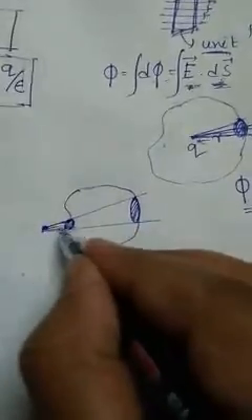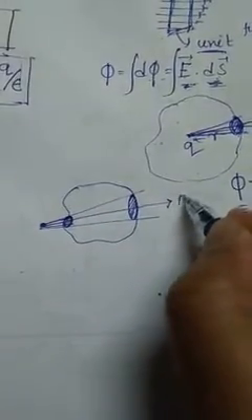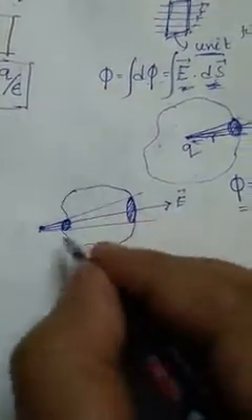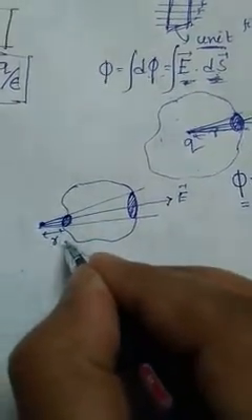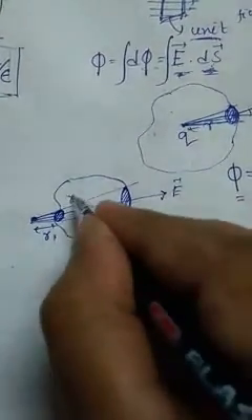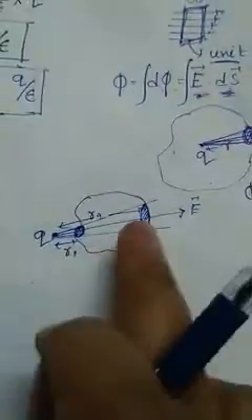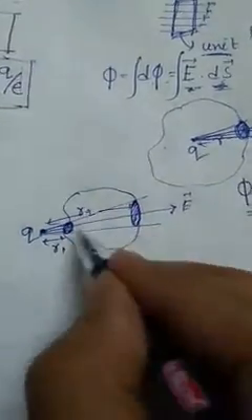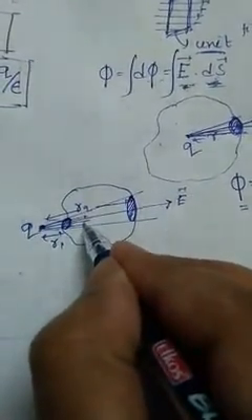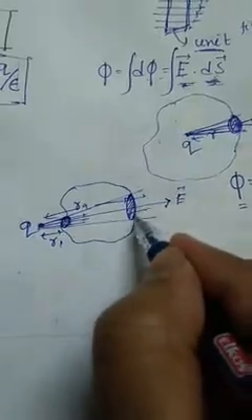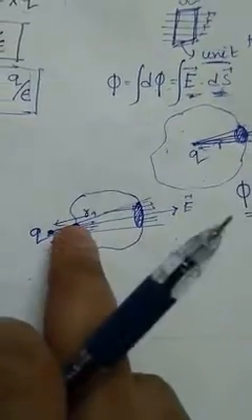So this is the direction of the electric field as well as R, and I am taking this separation as R1, let's say, and this separation as R2, and this is the charge Q. So look at this, this is the surface, the total amount of flux entering is equal to the total amount of flux coming out.